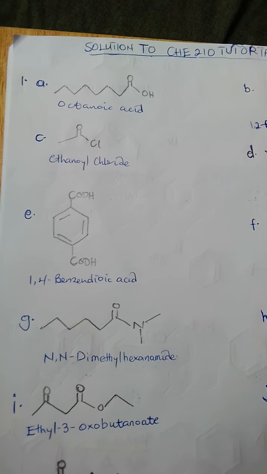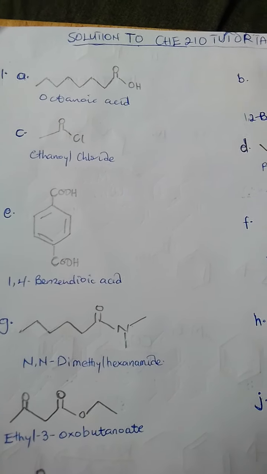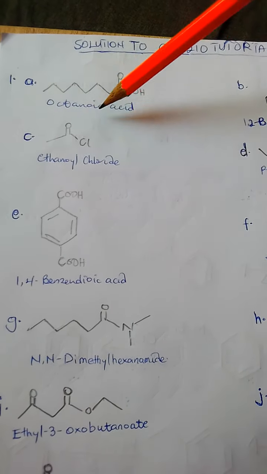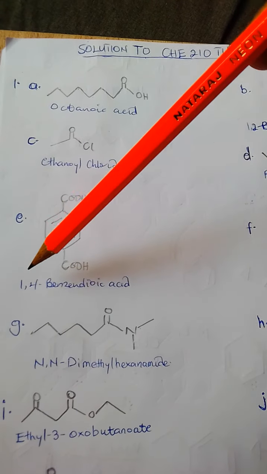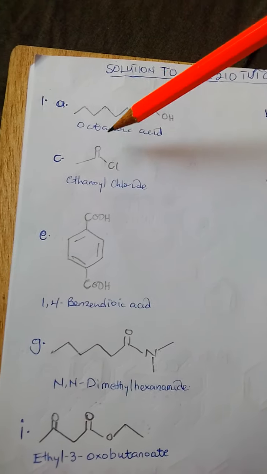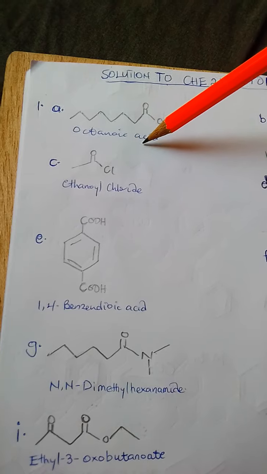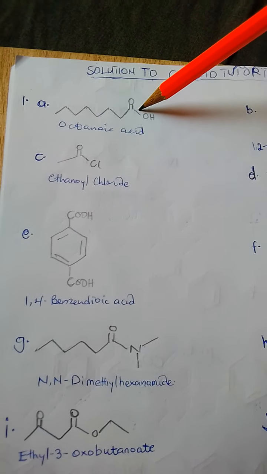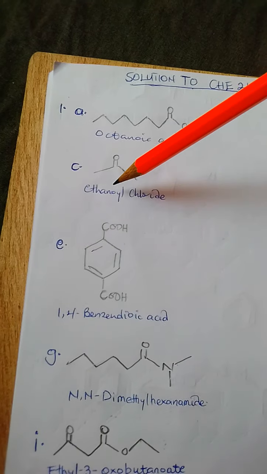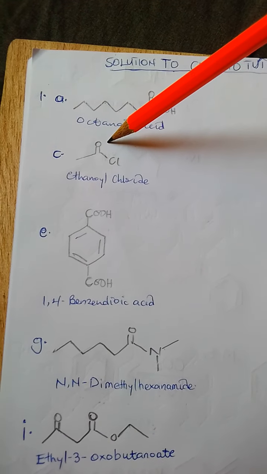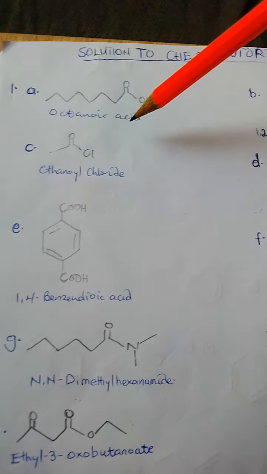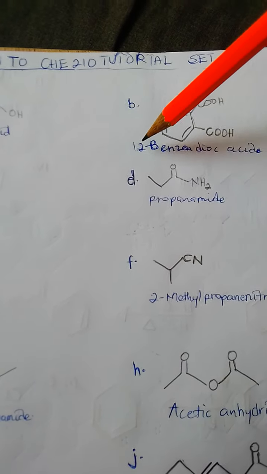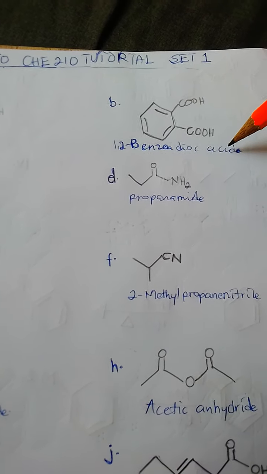So for tutorial set 1, question 1, you were given names of compounds and asked to draw the structures. The first one was octanoic acid, an 8 carbon carboxylic acid. We have ethanoyl chloride. We have 1,2-benzene dioic acid.